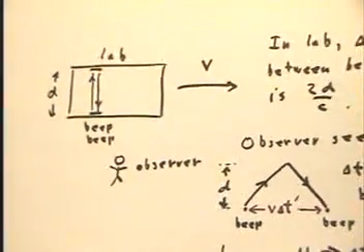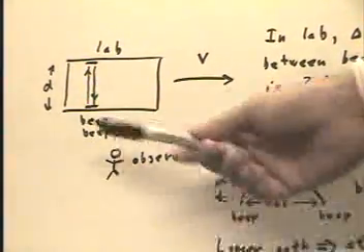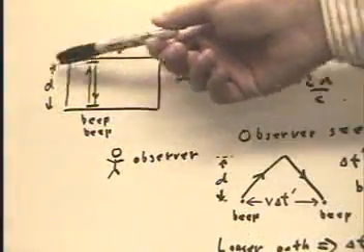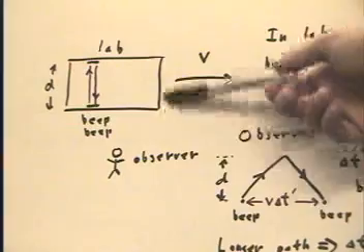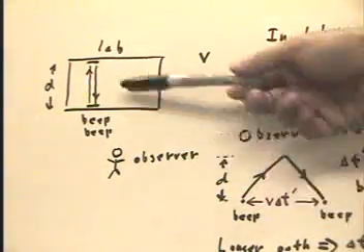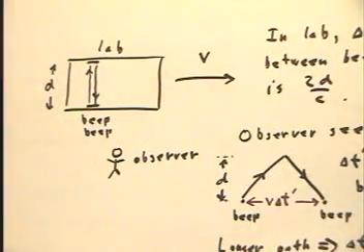Now let's look a little more closely. Okay? Now we've got the detector in the floor and it's emitting beeps. We still have the distance d. We're going to call this a lab. There's a lab in this ship that's going by us, and we are the observer, observing what happens to this lab.